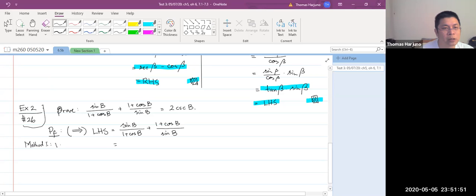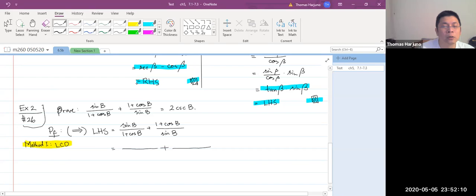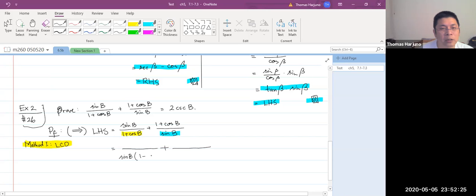is I will do LCD. That's what I will do. So I look at these two terms here. What's the LCD? I have 1 plus cosine B and also sine B. So the LCD will be sine B times 1 plus cosine B.